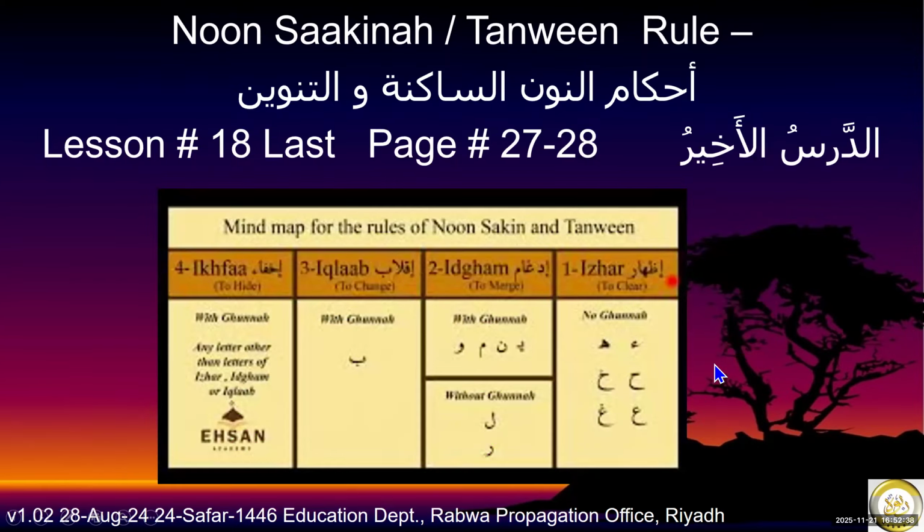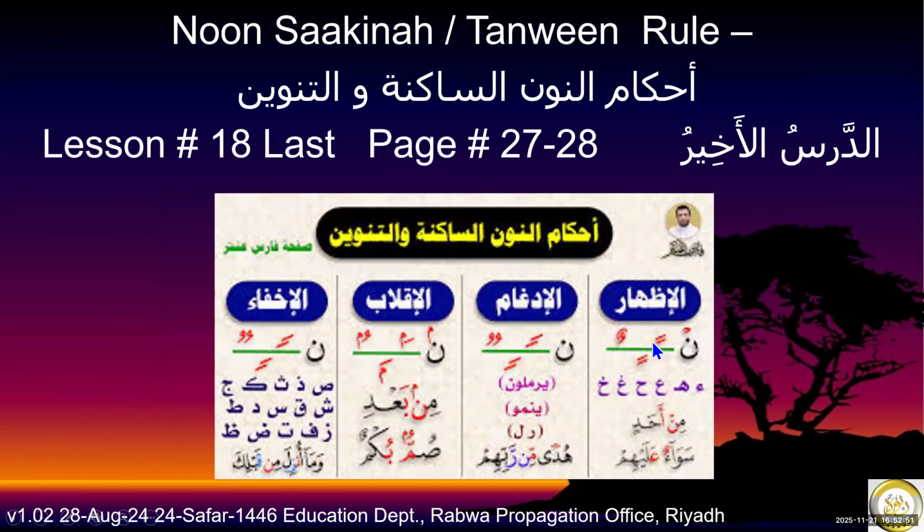So if tanween or nun sakina is followed by any of these 6 izhar letters, then the nun sakina sound must be pronounced quickly and clearly. Like here, fathatain, kasratain or dammatain and nun sakina followed by hamza, ha, ain, ha, ghain, kha. Here the example is min ahad. Nun sakina followed by letter hamza. So it is izhar. The izhar rule must be applied here.